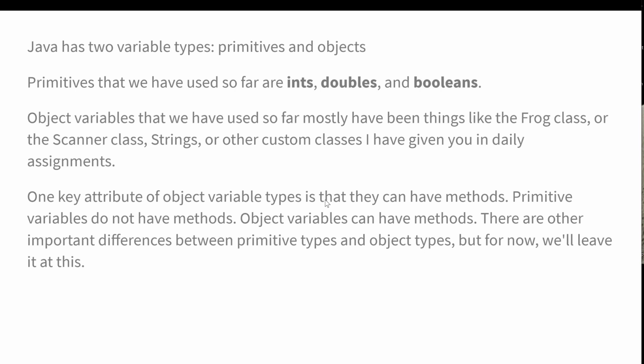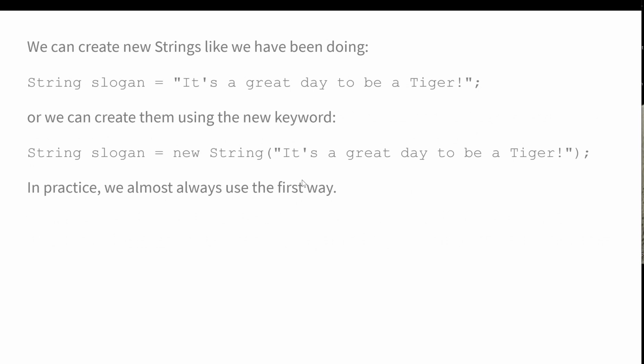So one key attribute of object variable types is that they can have methods. Primitives don't have methods, but object variables do have methods. There's other things that are really important that are different between objects and primitives, but we'll learn about that later. So for now, things like strings and frogs and scanners have methods, and primitive variable types don't have methods. They just store data.